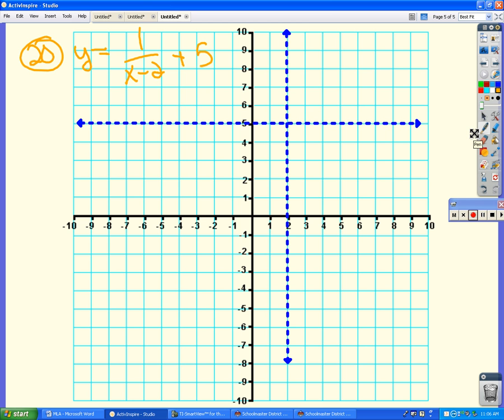If you want to be cool, then you'll pick a number and plug it in, and that'll tell you where your graph is going to be. The easiest number that I can think of that will work is 3, because 3 minus 2 is 1. 1 divided by 1 is 1, and 1 plus 5 is 6. So that means the point (3, 6) is going to be on the graph.